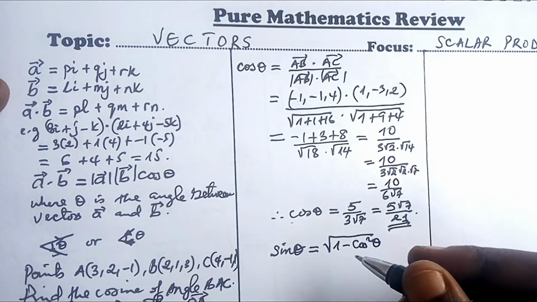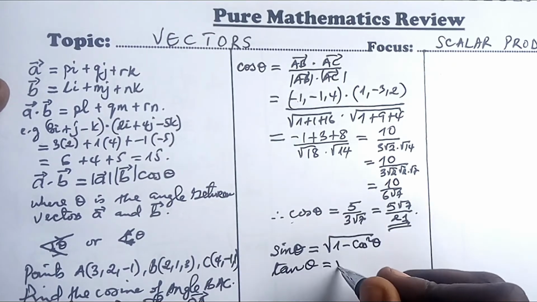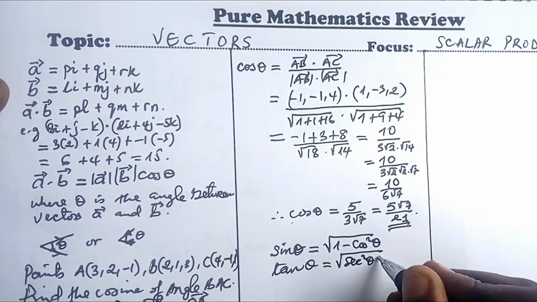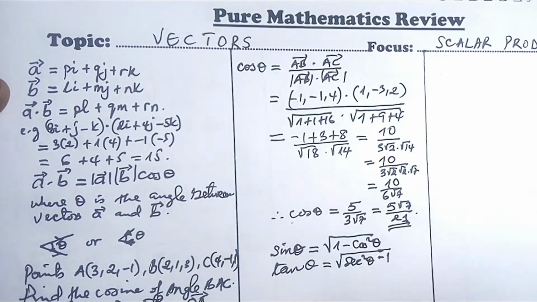It can even be the tangent that is asked. Then you say tan theta equals the root of sec squared theta minus 1. All these are obtained from the Pythagorean identities.